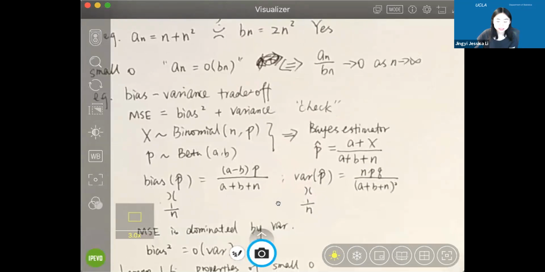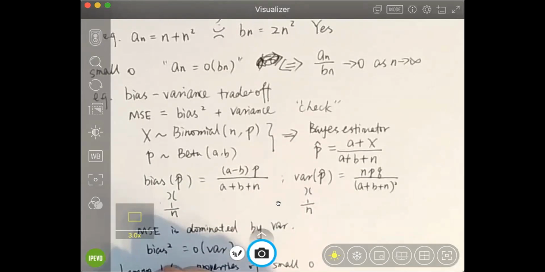And oh, one more thing I should say before I move to big O. There are some typical examples we often use when we talk about relations. So those typical examples.